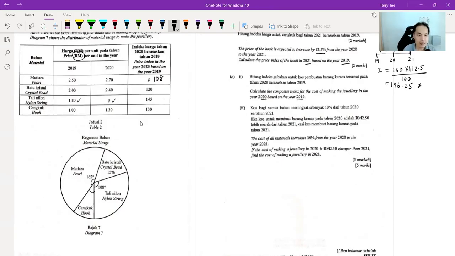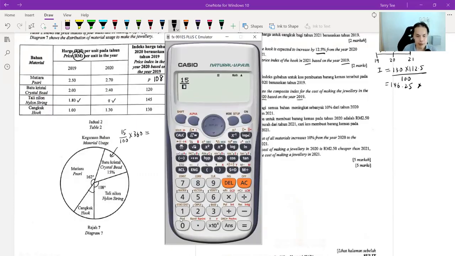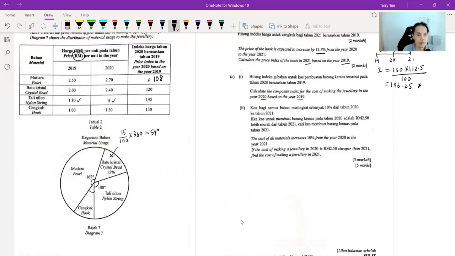So if you want to find the angle for crystal bead, we take 15 over 100 multiplied by 360, because you want to find the angle for the crystal bead. So let's do 15 over 100 multiply 360 and I got 54. So the angle for crystal bead is 54.